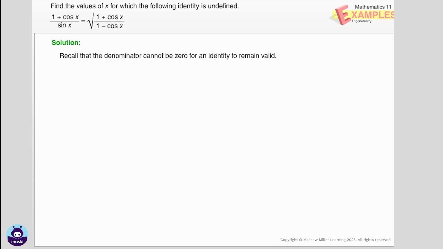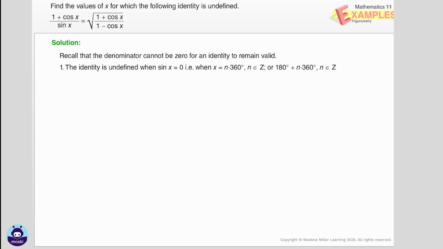Observe the denominator on the left side of the equal sign. The identity is undefined when sin x equals 0. That is, when x equals n times 360 degrees, n element of Z, or 180 degrees plus n times 360 degrees, n element of Z.